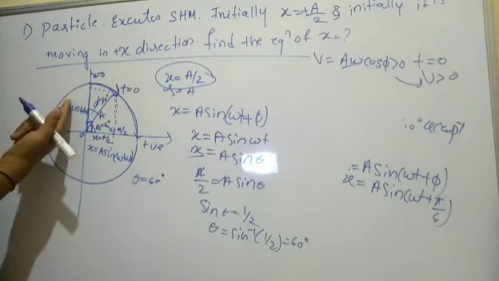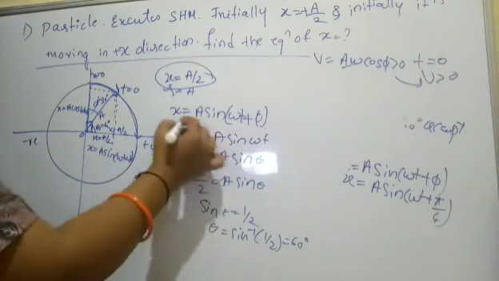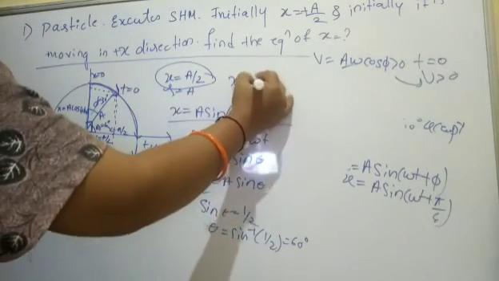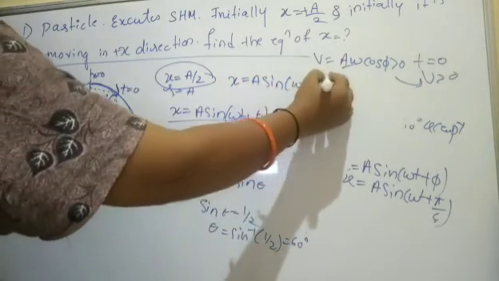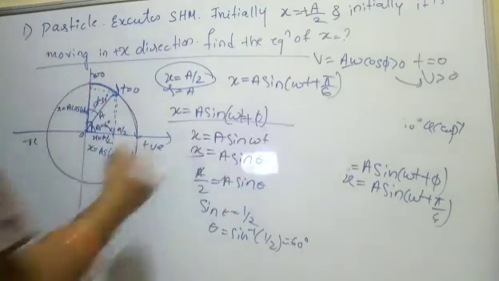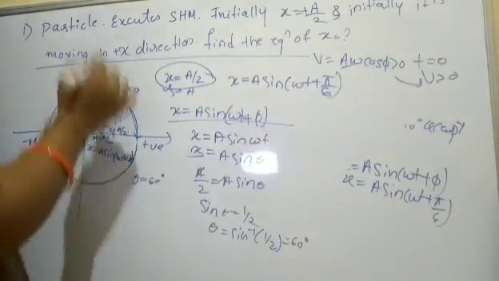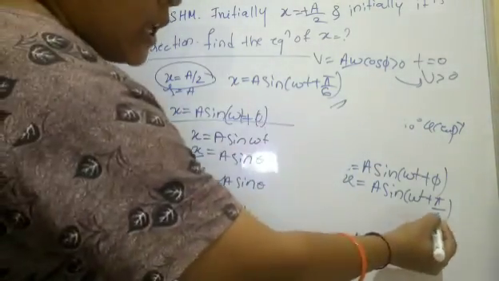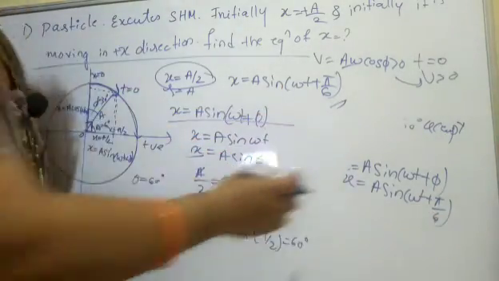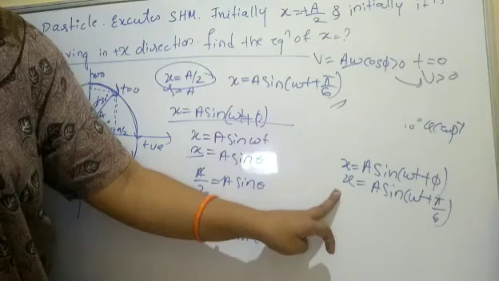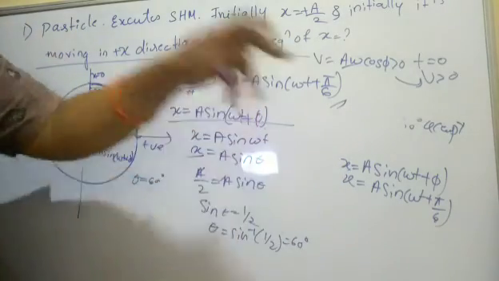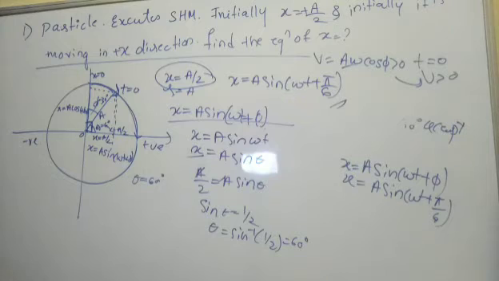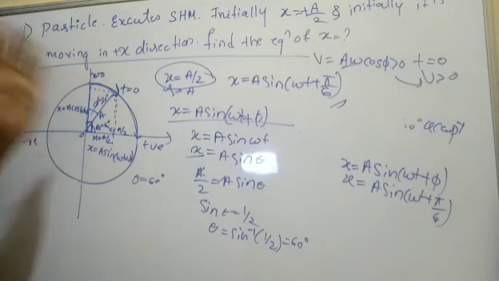As soon as we got that phi is 30 degrees, just put it in the final answer, that is x is equal to a sine omega t plus pi by 6. So 30 degrees means pi by 6. So this is the same answer. Look at here, this is also the same answer we got. Method of simplification through simple harmonic motion and method of phasor diagram. So the phasor diagram is the shortest method to find out the equation of a particle when it is in simple harmonic motion.